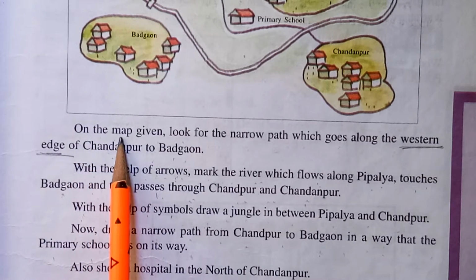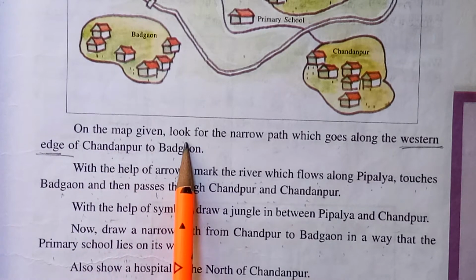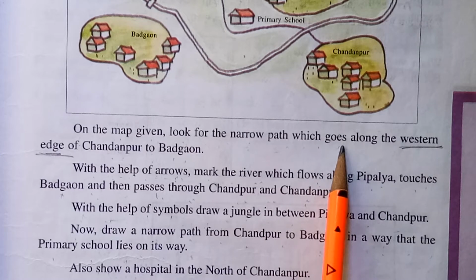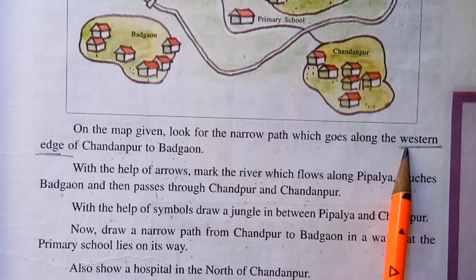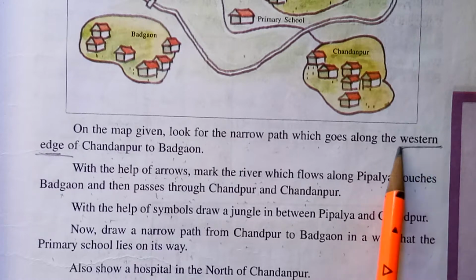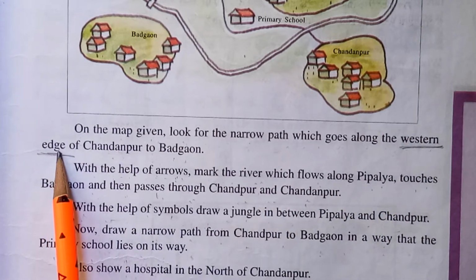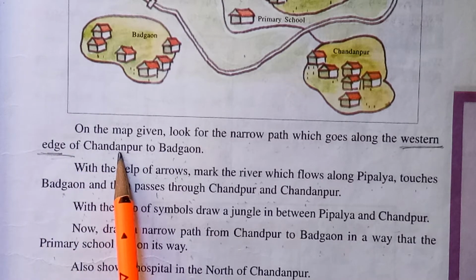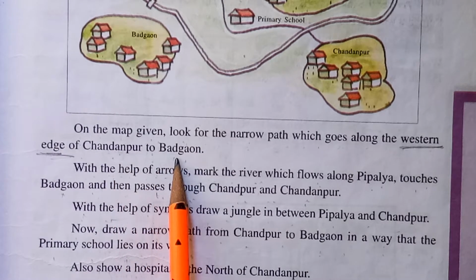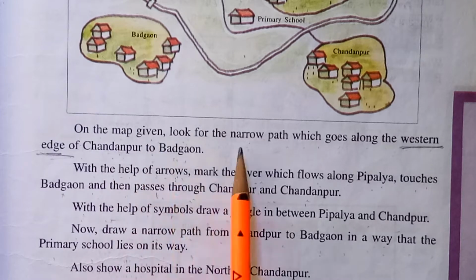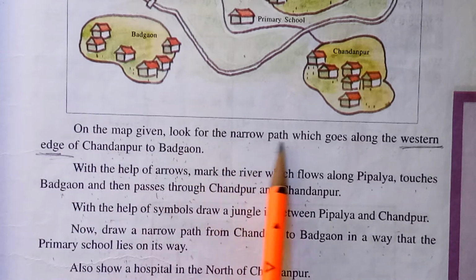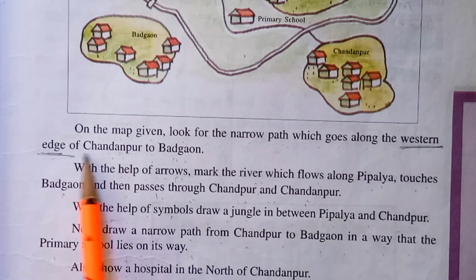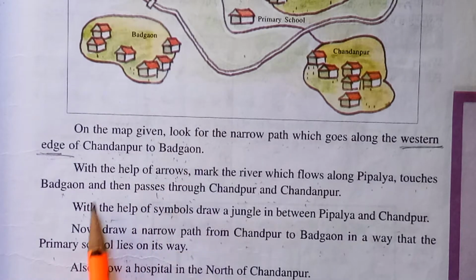On the map given, look for the narrow path which goes along the western edge of Chandanpur to Badgaon.